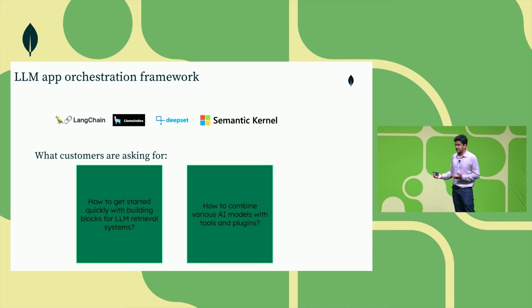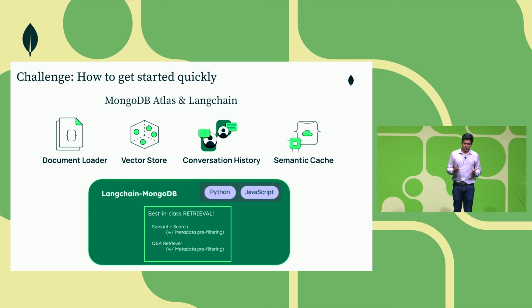So we have, as I said, native integrations with them, which allows you to use MongoDB Vector Search pretty effortlessly. So I'll talk about our integration with LangChain. What this kind of framework can allow you to do: in your application building journey, you need a document loader, you need a vector store, you need something like a conversation history, and you need a semantic cache.